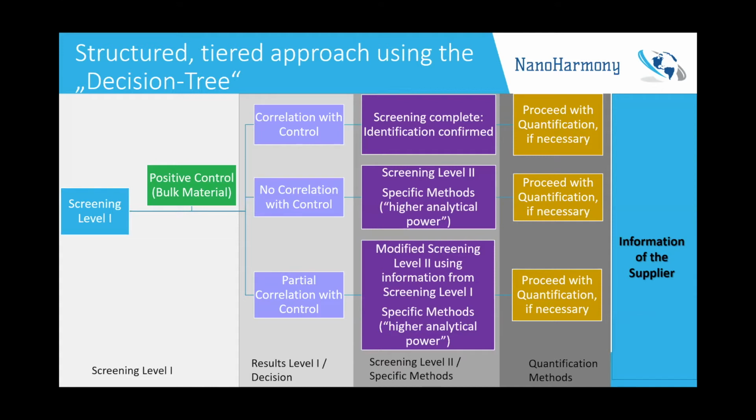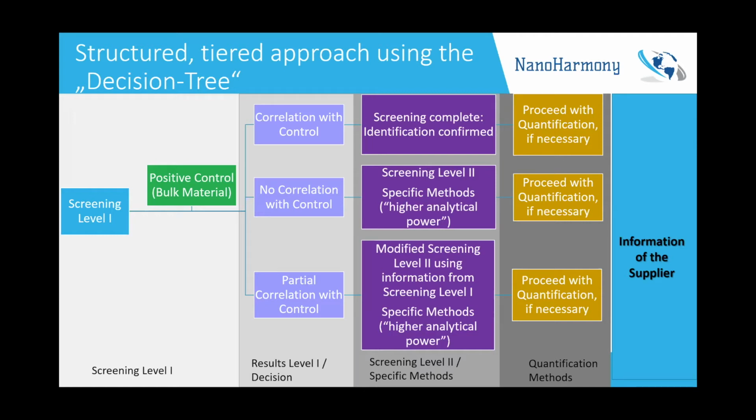Then you move on to screening level 2, to more specific methods, and that is followed by a quantification method. When you look at the screening level, you see this green box that involves a control. In this case, the bulk material refers to the coating material, not the nanomaterial. It refers to the coating, which was used to treat the surface of the nanomaterial.